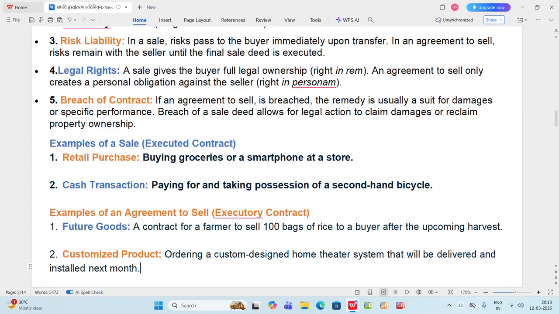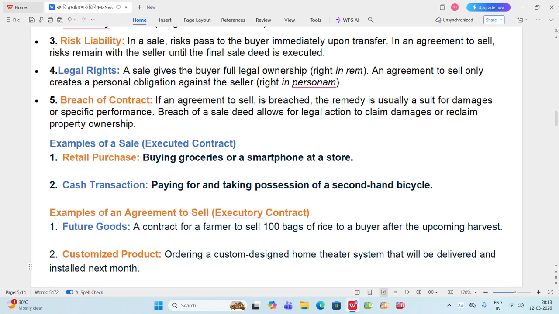Cash transaction. Suppose you are going to take possession of a second hand cycle and you are paying in cash. So this is also an example of sale and execution is completed. So these are the two basic examples for sale.